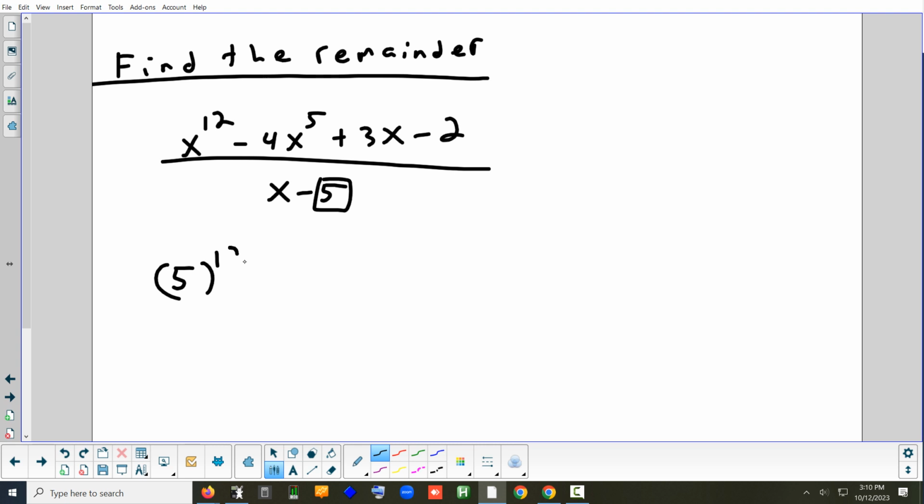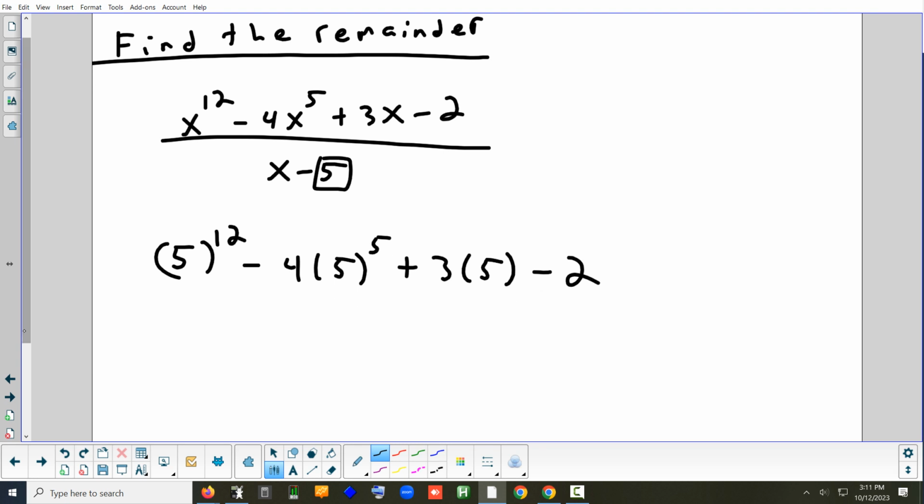I am going to need a calculator unless somebody already has this answer. So it's 5 to the 12th minus 4 times 5 to the 5th plus 15 minus 2. It's a really long number, but not in scientific notation. Just tell me the numbers. 244,128,138.